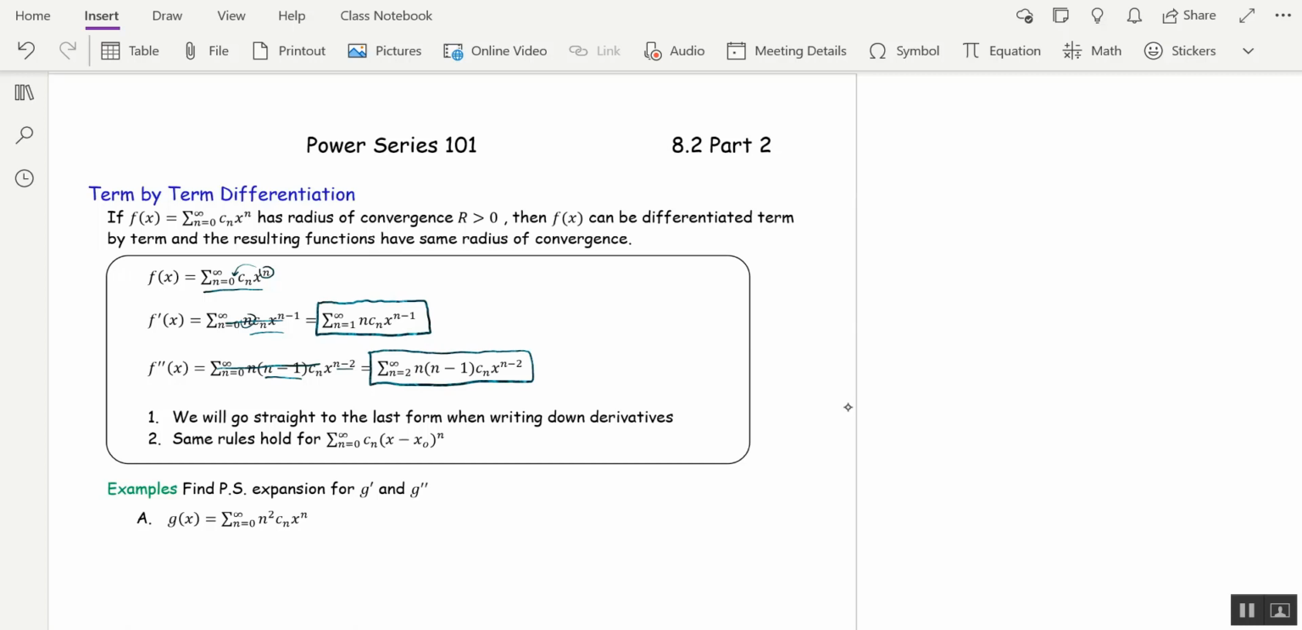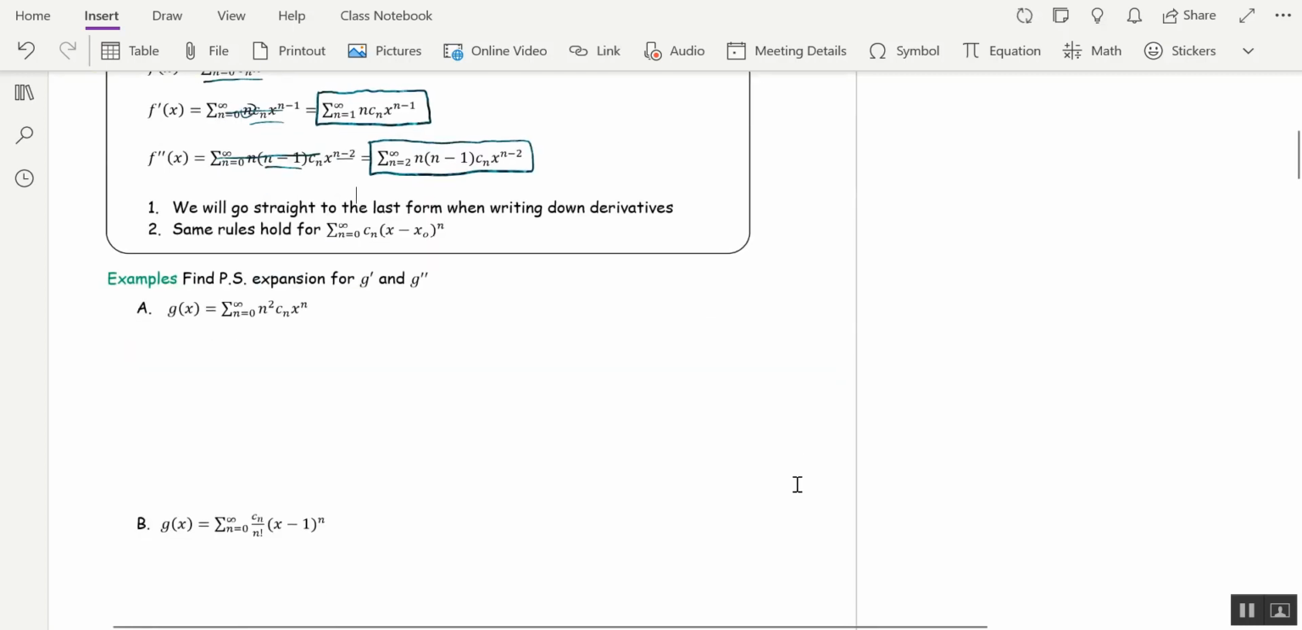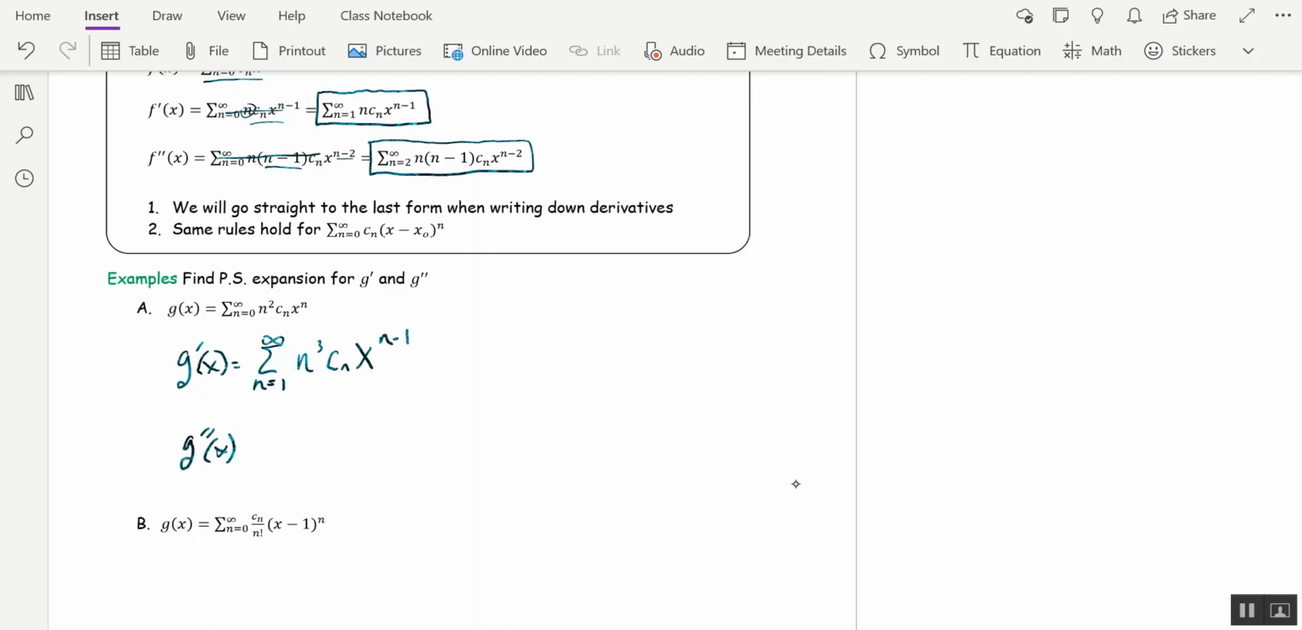All right, so let's do some examples. Find a power series expansion for g prime and g. So g prime of x is, I bring the n down. Well, I'm going to start at 1, n equals 1 to infinity. I bring the n down and I get n cubed c sub n, and then x to the n minus 1. And then for g double prime, I'm going to start at 2, bring the n minus 1 down, so I'll have n cubed times n minus 1 c_n x to the n minus 2.